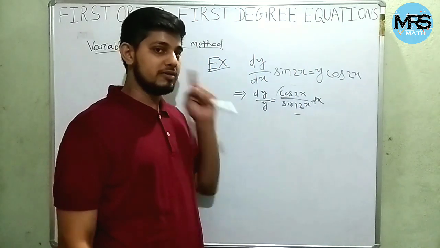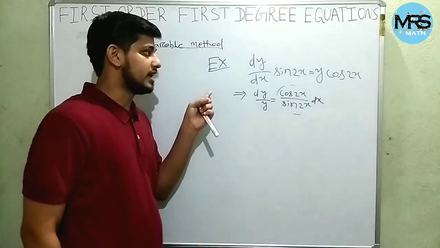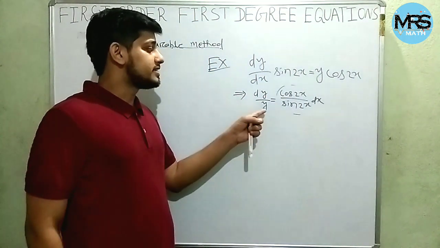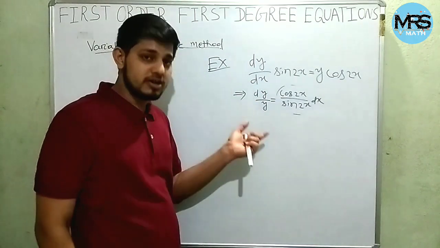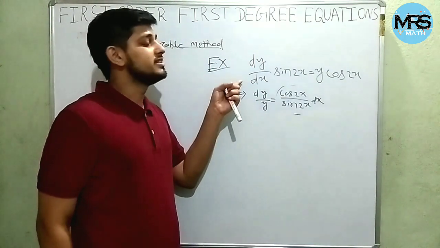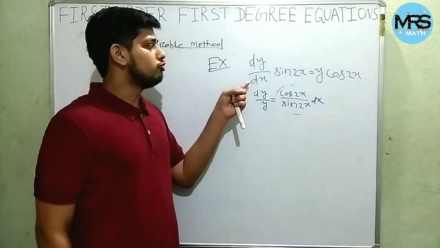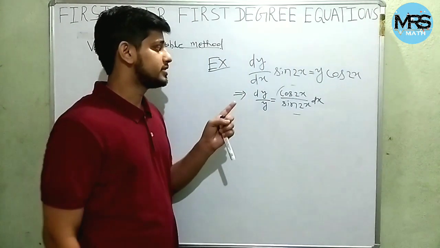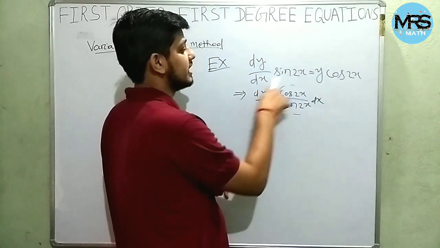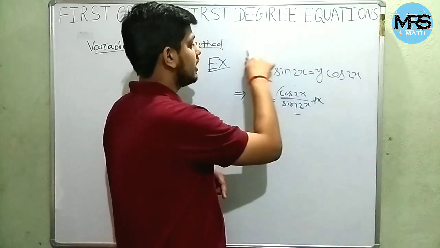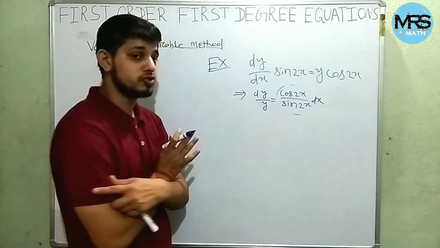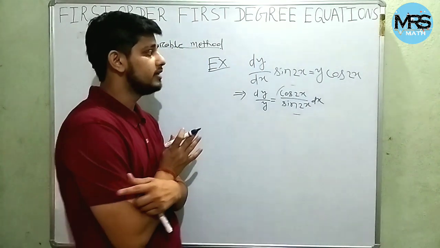Now, regarding the question I asked earlier, why we separate the variables and then integrate, and why not do it in the first step. If you take dx to the other side and do the integration without separating the variables, what will happen?